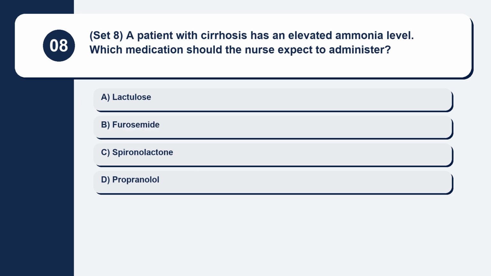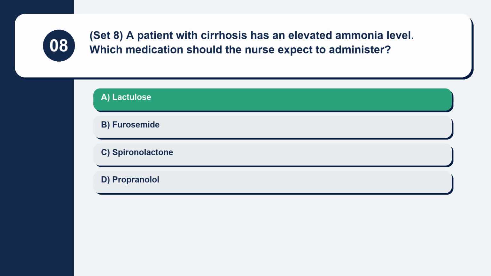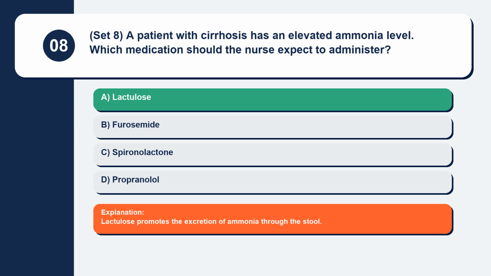Question 8. Set 8. A patient with cirrhosis has an elevated ammonia level. Which medication should the nurse expect to administer? Lactulose, furosemide, spironolactone, propranolol. Lactulose promotes the excretion of ammonia through the stool.